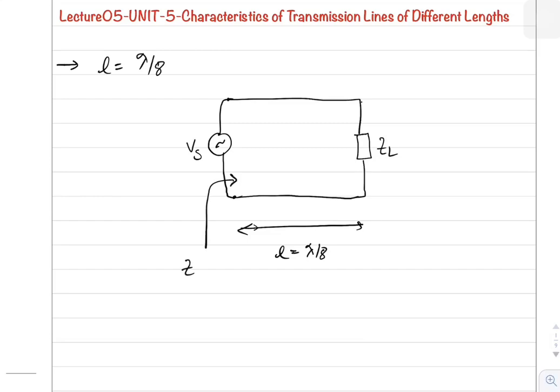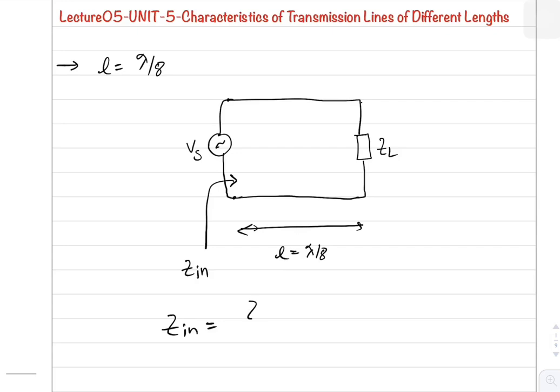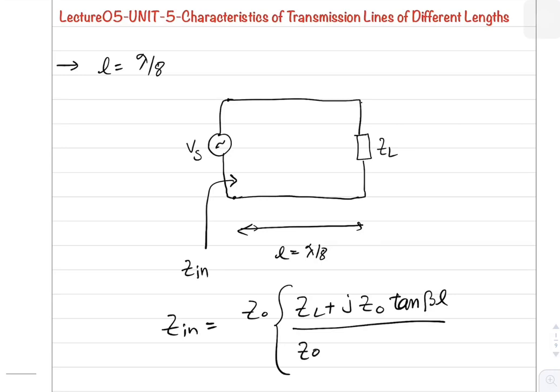We know the formula for input impedance of a transmission line. Let me remind you, this is the input impedance of the transmission line, and the input impedance of the transmission line is given by ZO, the characteristic impedance of the transmission line, into ZL plus J times ZO tan beta L by ZO plus J times ZL tan beta L, where beta is phase constant and L is length of the transmission line.